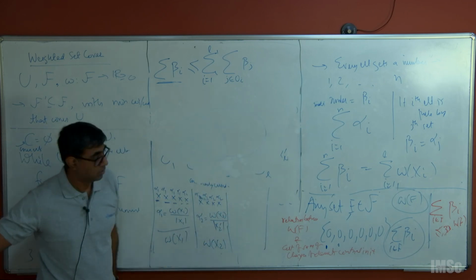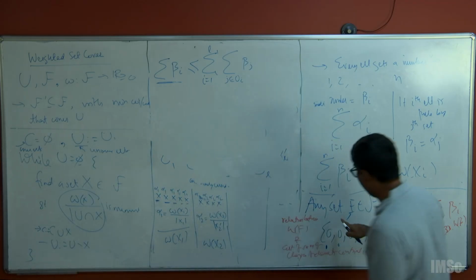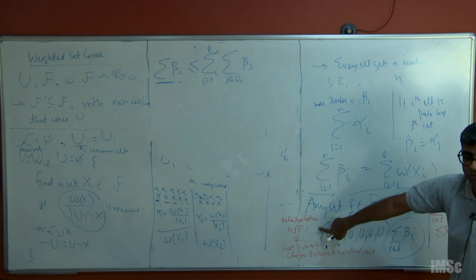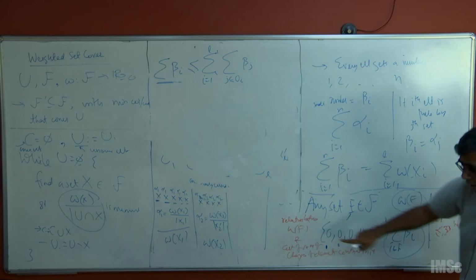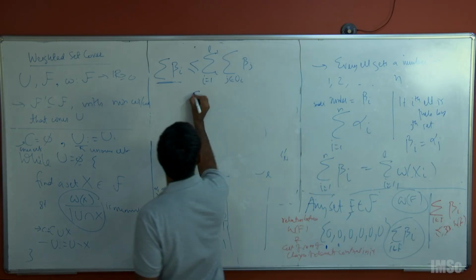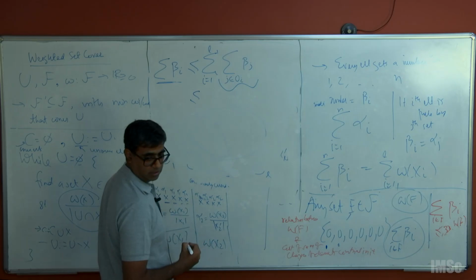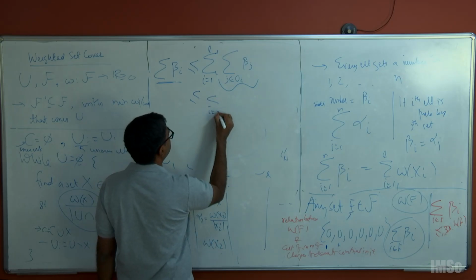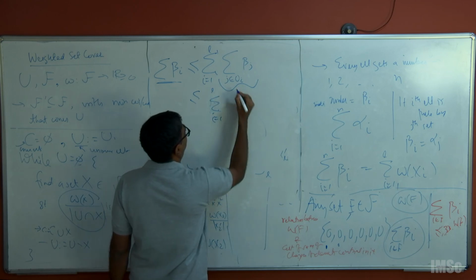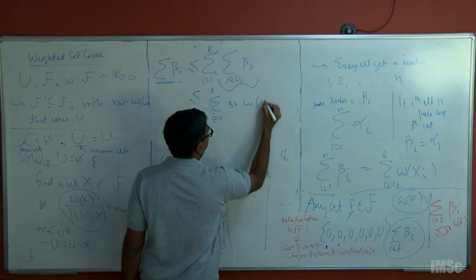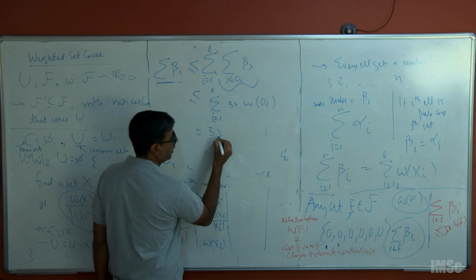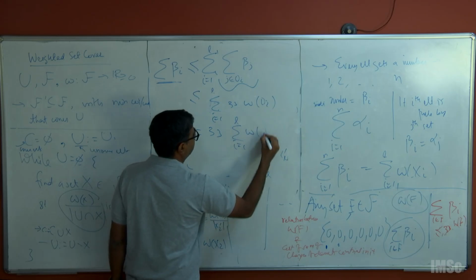What does this lemma tell you? For any set, the sum of the charges there is related to its weight. By how much? By 33. What does it imply? This quantity is less than or equal to the summation i equal to 1 to L of 33 times weight of Y. Is that fine? Which is 33 times summation i equal to 1 to L weight of Y.